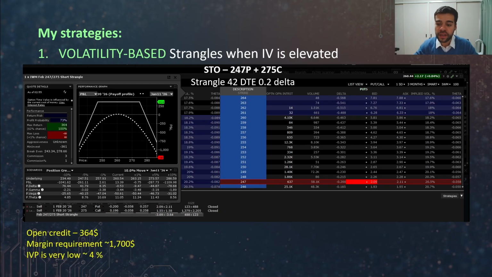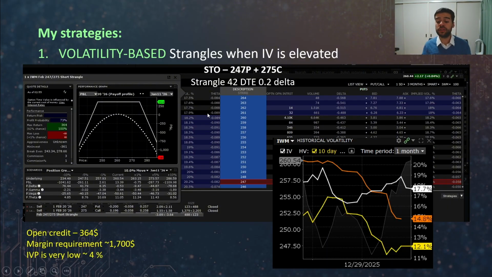For example, in this IWM short strangle, the open credit that we get is $364. That's the max profit that we can achieve. The margin requirement is $1,700. That's what my broker is asking me to put up front to guarantee this trade. One thing is that IVP is very low, around 4%. So this might not be the ideal situation to be selling volatility in a product like this, but across the board, with the VIX at around 14, it's very difficult to find good products to sell volatility as of today.